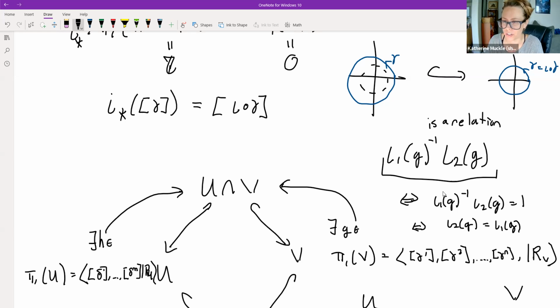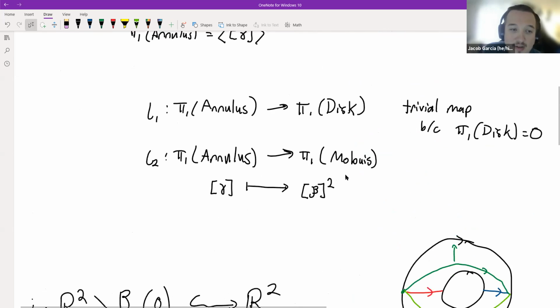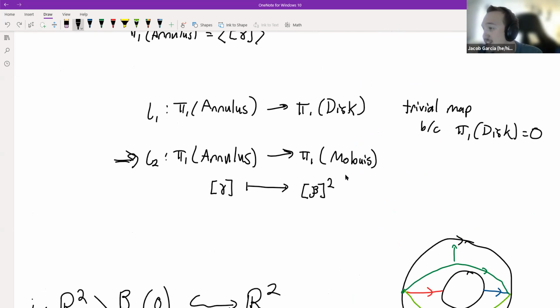So essentially to create these relations, you equate generators, well, it might not be equating generators. For example, in this example, I took a generator from here and I got a non-generator. But yes, you equate group elements which can be represented in the intersection.